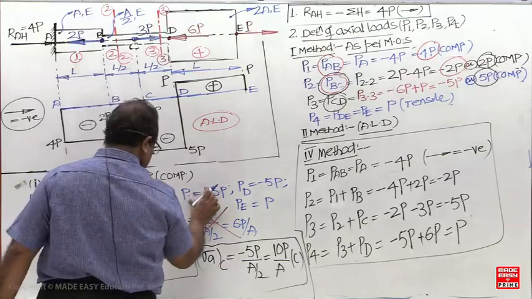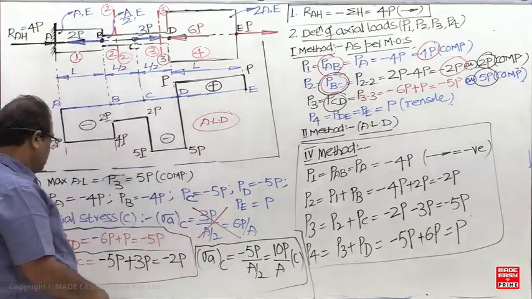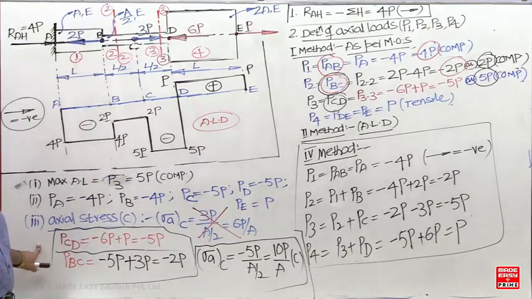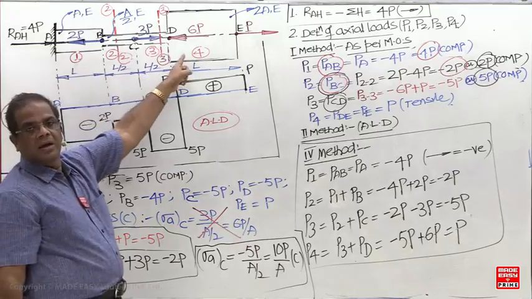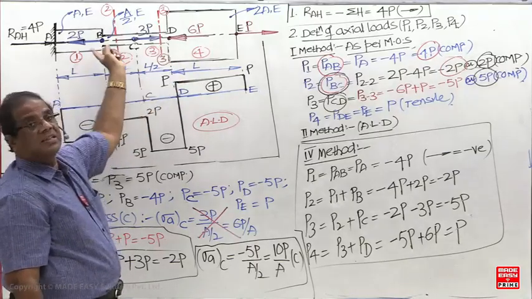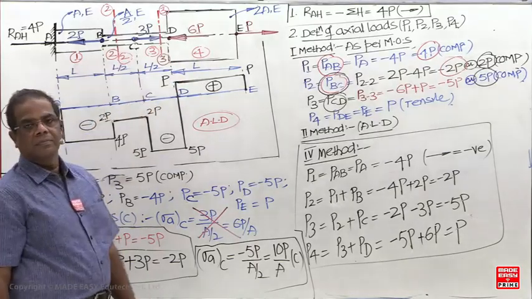This is at C. So this method should be used when? If you ask at one cross section only. If you ask at one cross section. Same thing if you ask at D. D belongs to DE and CD. Both you have to calculate now.